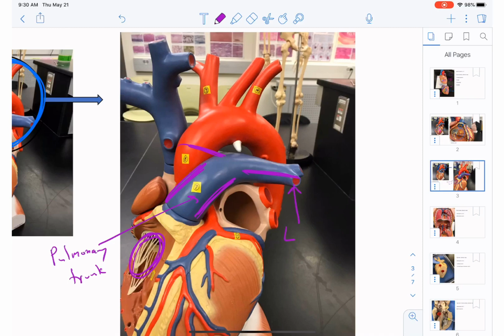This is the left pulmonary artery, and over here is the right pulmonary artery.